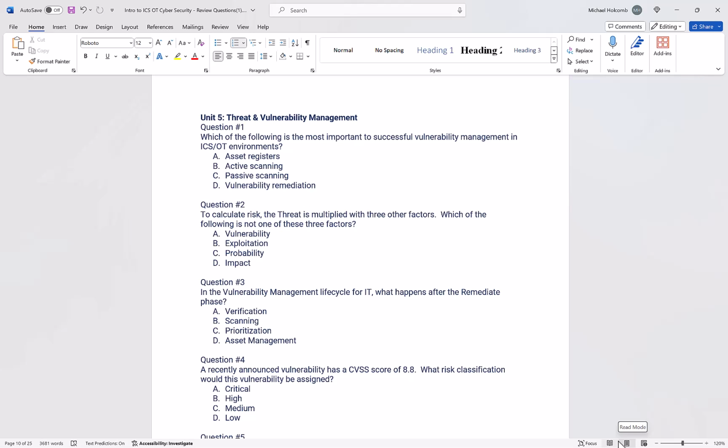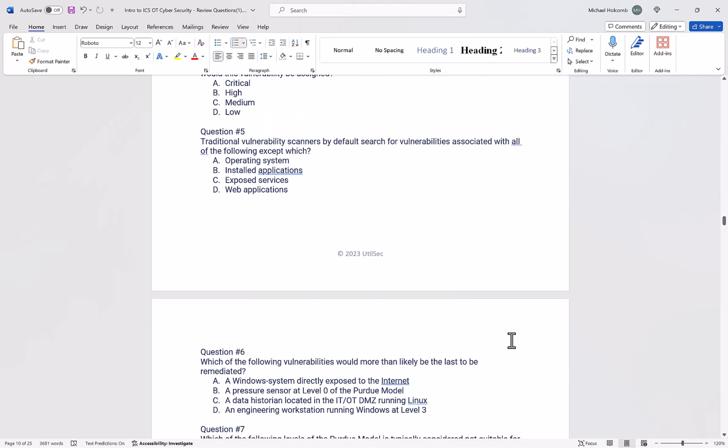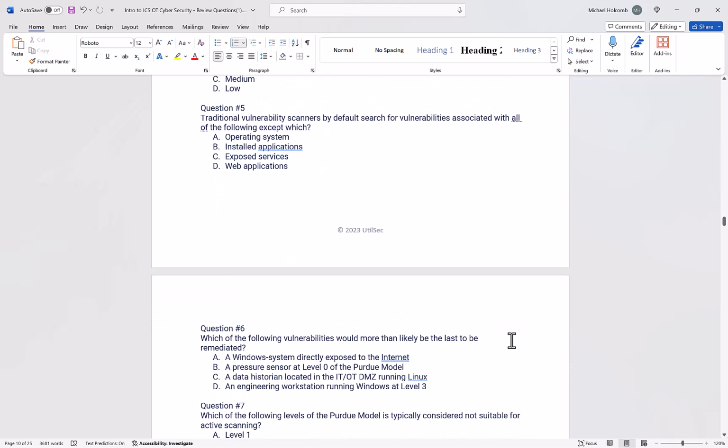So in that high end, that's where we look at critical, and then we go down to high, and then bump down from there. So it's typically those criticals and highs we're always keeping an eye out for. But 8.8 would be a high risk vulnerability, B as in boy. All right. So let's scroll down. So question 5, traditional vulnerability scanners by default search for vulnerabilities associated with all of the following except which?